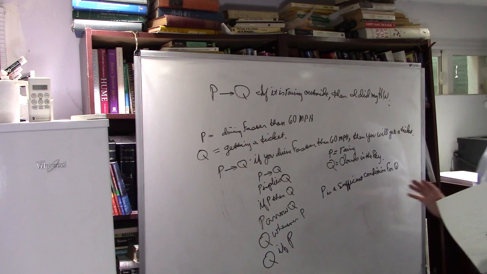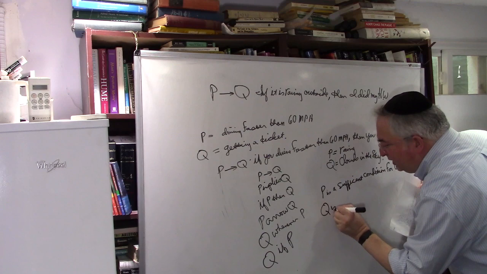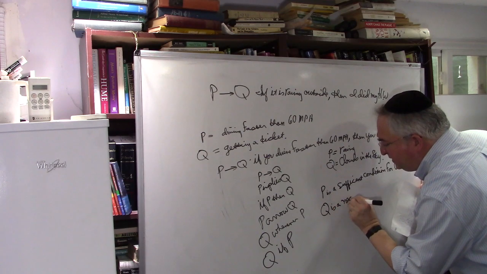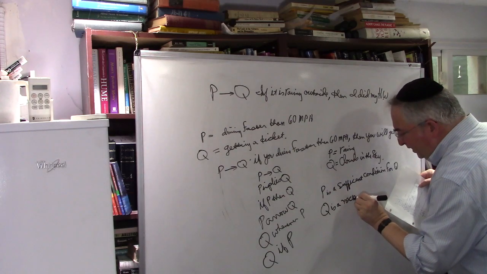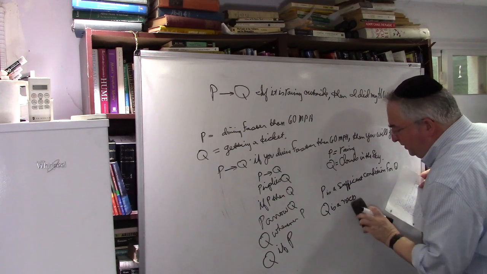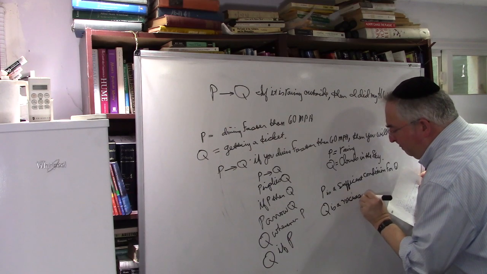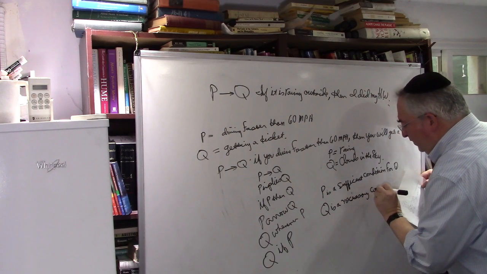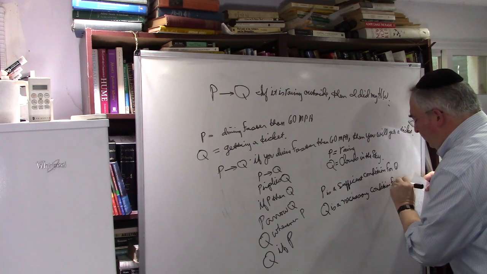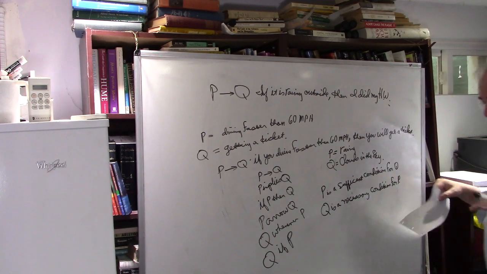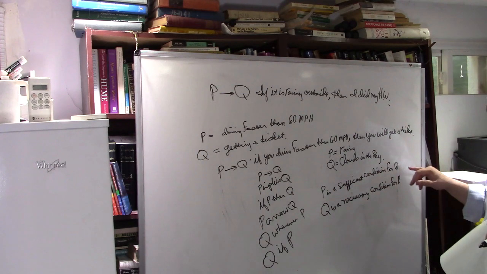And one more, let's just write it. Q is a necessary condition for P. I really don't know how to spell necessary. Okay, this is hard English, but fine, let's do it. P is a sufficient condition for Q.